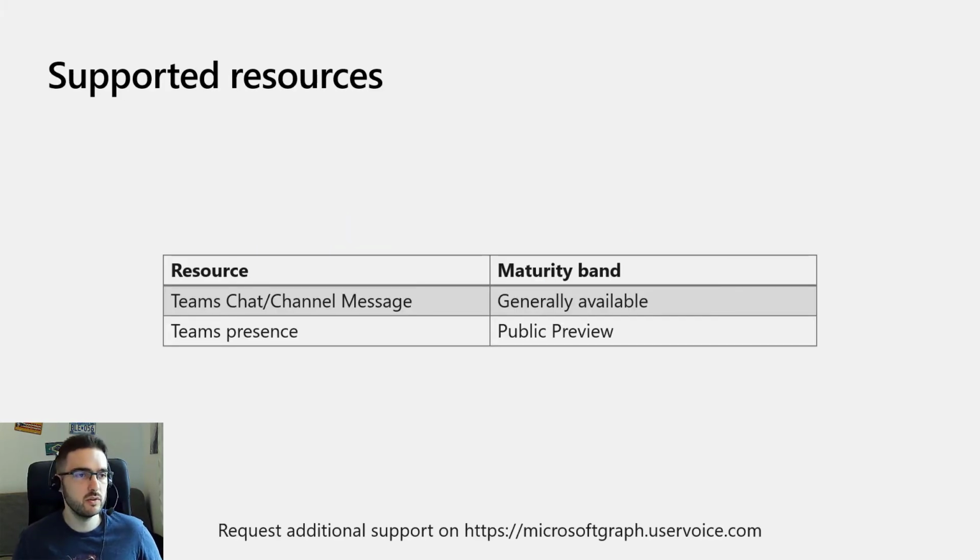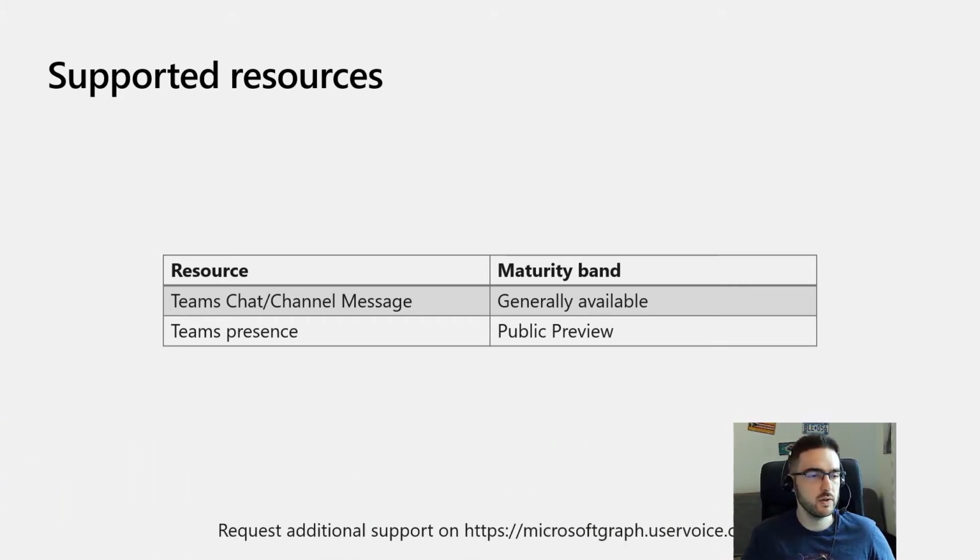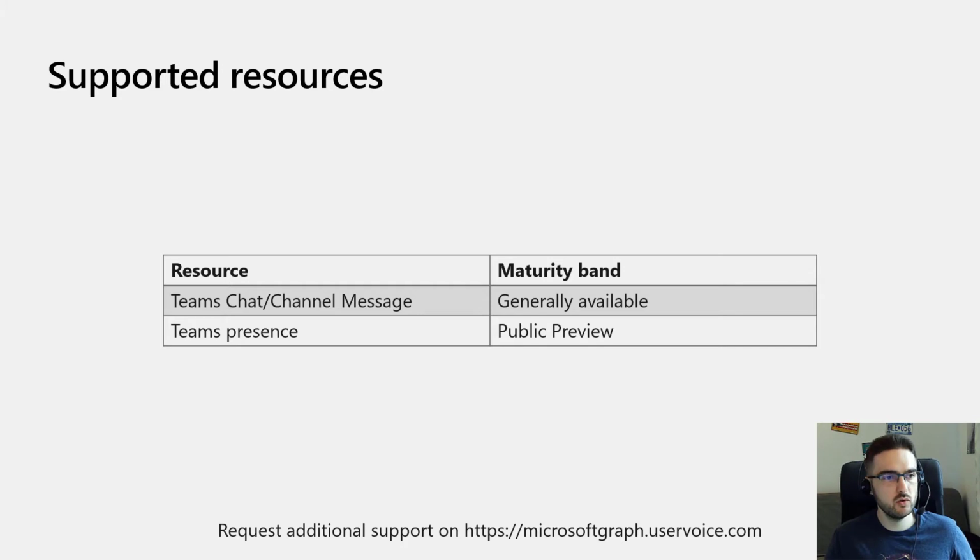So before I dive into the demonstration and show you how those things work, today we have two supported resources available with change notifications with resource data. The first one is Teams chat or channel messages, and those were just made generally available back at Ignite 2020 a couple of weeks ago, and they are ready for prime time, and you can use those in production, right? We also have Teams presence, so am I available, am I online or not, and if not, what's the reason why I'm not online, and so on, all that kind of information. But it's also available as a public preview at the time I'm recording this session.